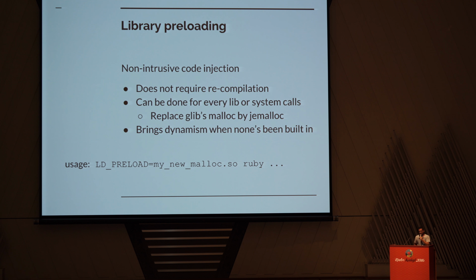What is cool about library preloading is that it does not require recompilation of your programs. So you can just inject any shared library you want. Things are going to work. It is something that is pretty much used by, I would say, everybody. You can replace malloc with jemalloc or with whatever library you want. But that's something that people do. And also, it's kind of bringing a dynamic way of doing things when none has been built in.